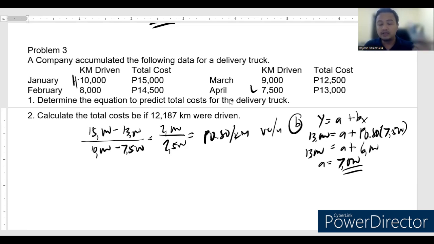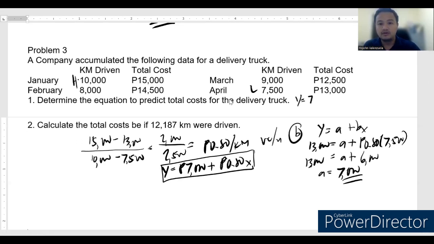So therefore, nabuo na natin yung cost formula. Y is equal to 7,000, which is your total fixed cost, plus 0.8x. So ito yung cost formula natin. So ito yung sagot natin. Y is equal to 7,000 plus 0.8x. Ipon ko lang to. Ayan.